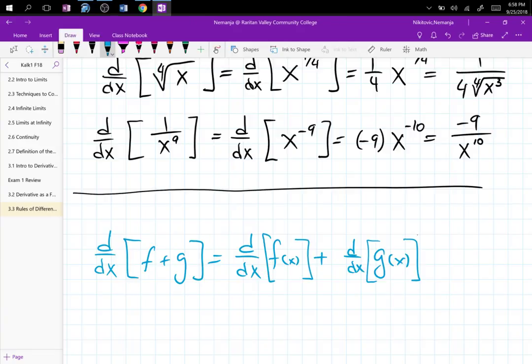And same for subtraction. So I'm just going to force one more formula in the same line. So this is the addition property, and it also works for subtraction. And this will help you to solve a derivative problem where you have, let's say, x squared plus 3x minus 9. So you have multiple functions within a larger function.